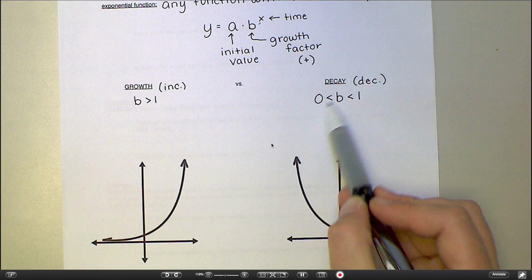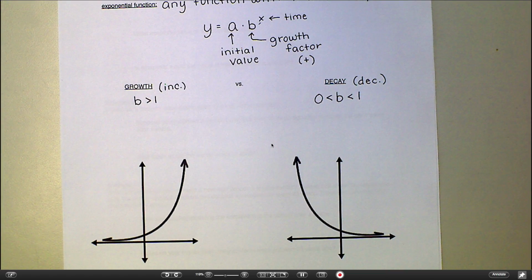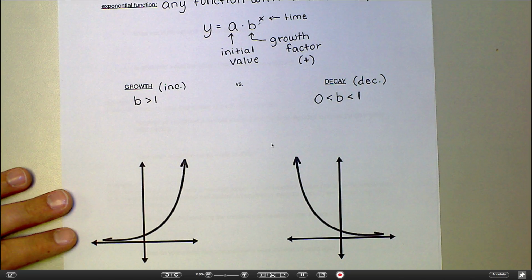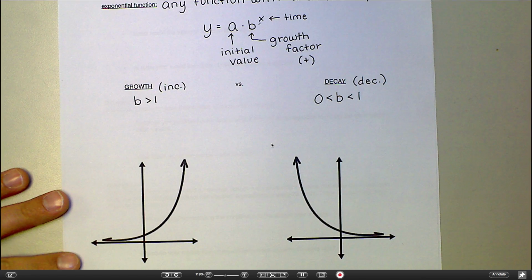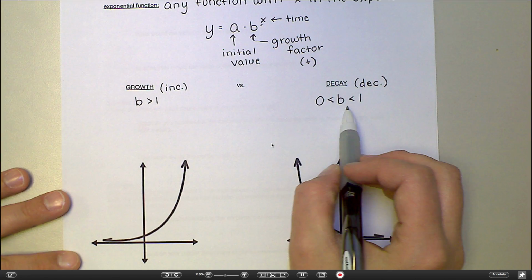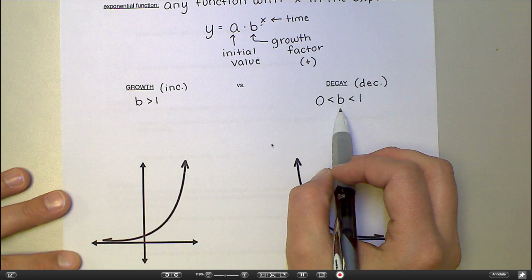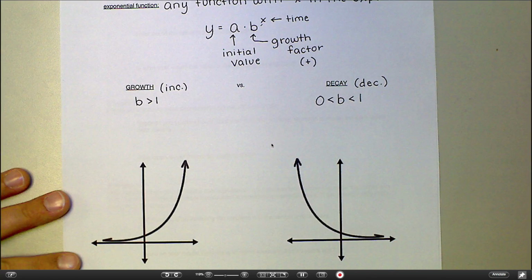Now, think about what kind of numbers we're talking about here. Numbers between 0 and 1 would be like fractions and decimals. If you multiply by like 0.5, for example, isn't your number getting smaller? So that's what this is doing: if I pick a number between 0 and 1, it's going to make my value get smaller.